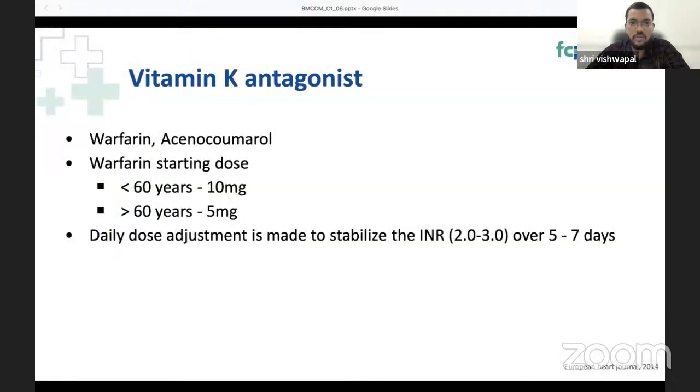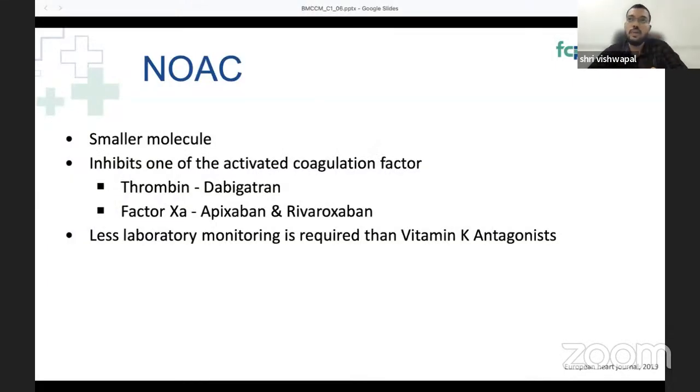Okay, so vitamin K antagonist is an old therapy, but a gold standard one. But the newer oral anticoagulant therapy has been found, and this has been found very achievable and gives a positive impact. So NOACs are smaller molecules when compared with warfarin. They inhibit one of the activated coagulation factors like thrombin, that is factor 2A by dabigatran, and apixaban and rivaroxaban are factor 10A inhibitors. So less laboratory monitoring is required when compared with vitamin K antagonist.